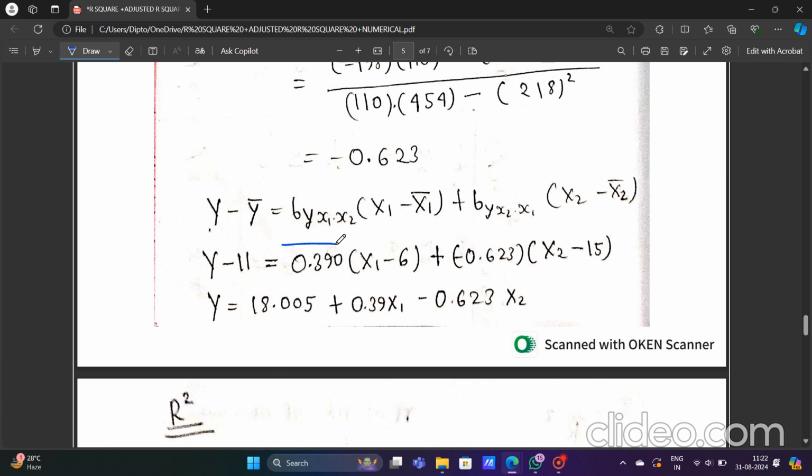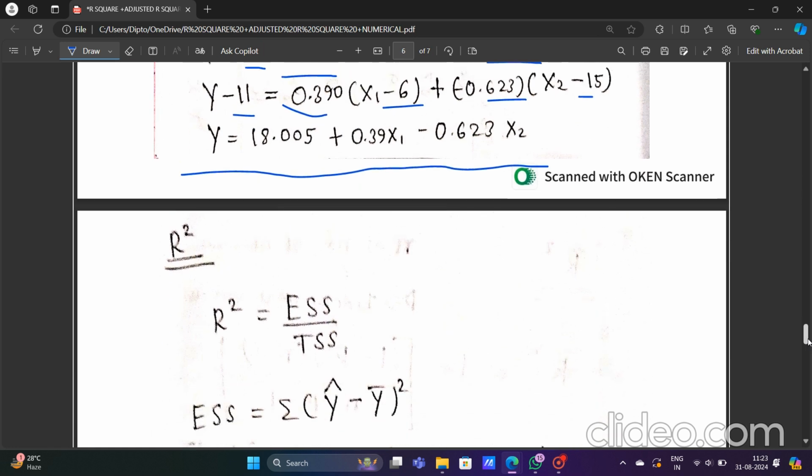This value is being calculated, this value is known from the table, and this is also calculated from the table. So we are just putting the values in as they are. And if we do a little bit of subtraction and multiplication, we can get the multiple regression equation of y on x1 and x2.